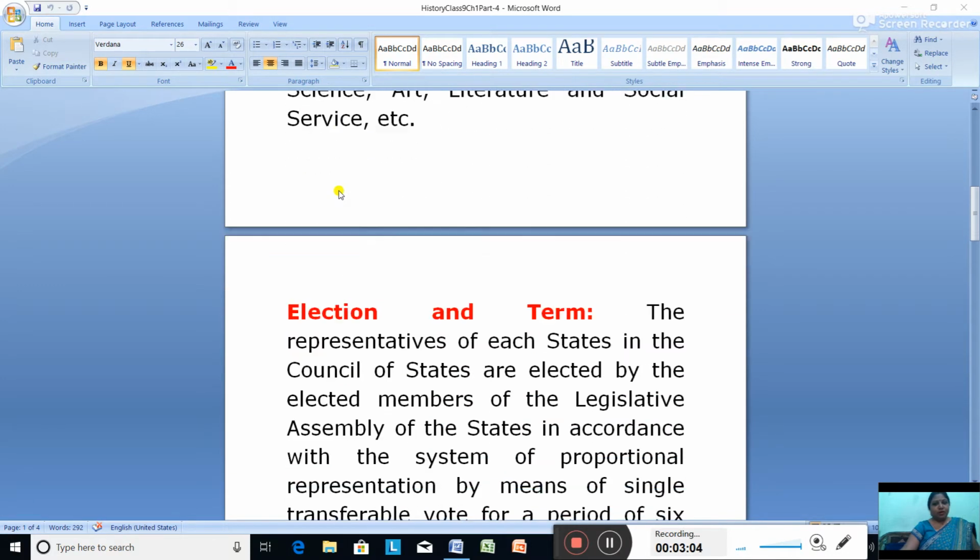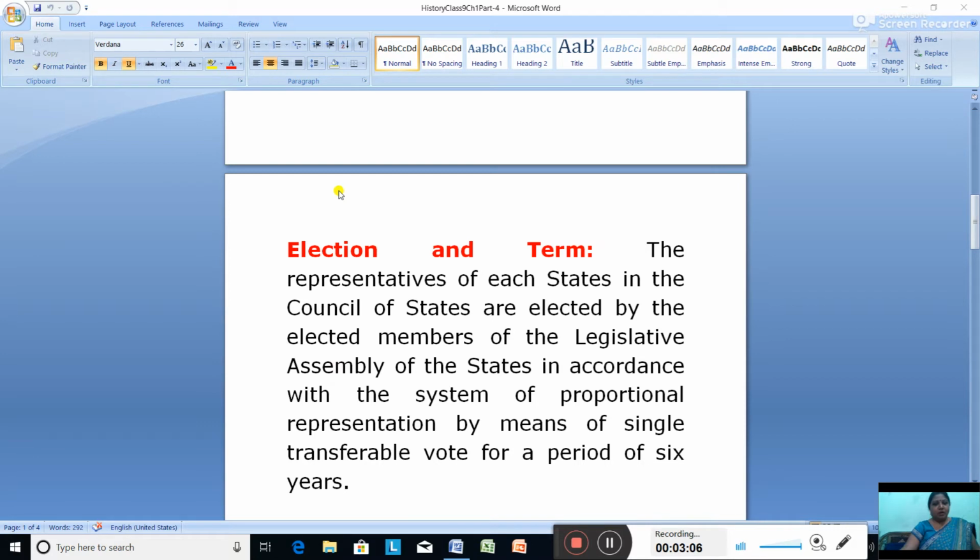Next, you have to remember how the members of the Rajya Sabha are elected. The members of the Rajya Sabha are elected by the elected members of the Legislative Assembly of the state in accordance with the system of proportional representation by means of single transferable vote. That means you have to remember the Legislative Assembly of the state is electing. How? Proportional representation by means of single transferable vote. And for how many years are they elected? They are elected for 6 years.